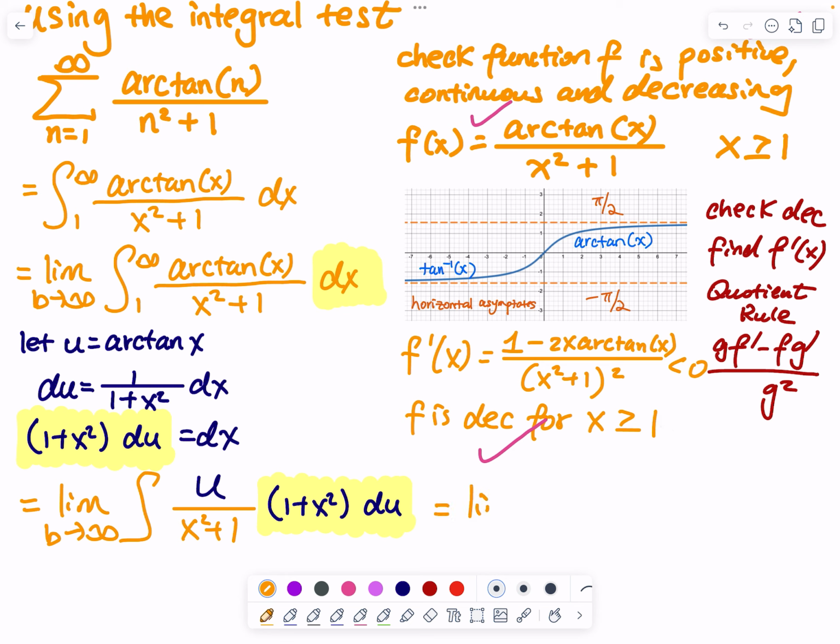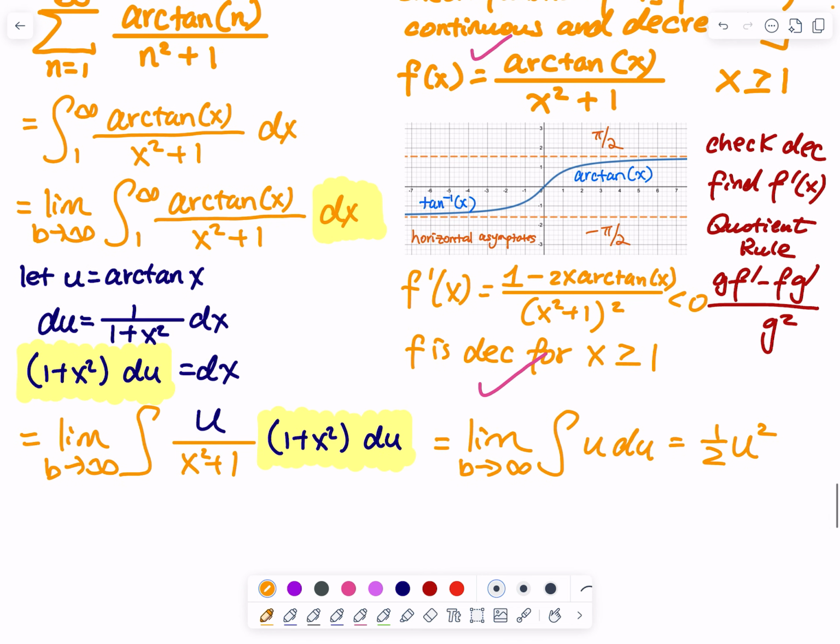That is equal to the limit as b approaches infinity of the integral u du, right? Simple. Integral u du is equal to 1/2 u squared. And then I will put the x back into it, so that is equal to 1/2 times 1 plus x squared, and then there is a square. Since the x is back, I can mention that this goes from 1 to b.